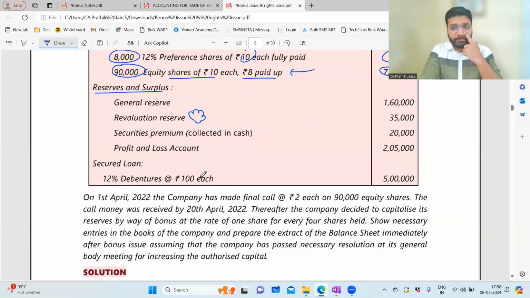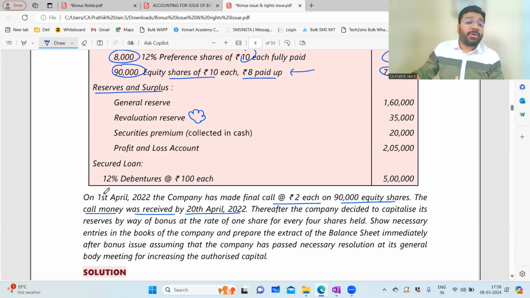No problem. Now, on 1st April 2022, the company has made a final call of 2 each on 90,000 equity shares. The called money was received by 20th April 2022. Lucky you are in this question. Had they given the first two lines, you are lucky. So when the question says 2 rupees is called, you'll immediately pass the due entry. And when the question says the money is received, you'll immediately pass the money receipt entry.